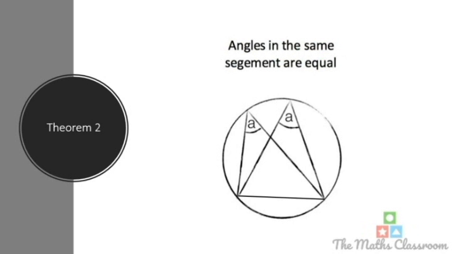The second theorem states that angles in the same segment are equal. The angles at the circumference subtended by the same arc are equal. As long as the 2 points are in the same segment, it doesn't matter where on the circumference the points are, the angles created will be equal.